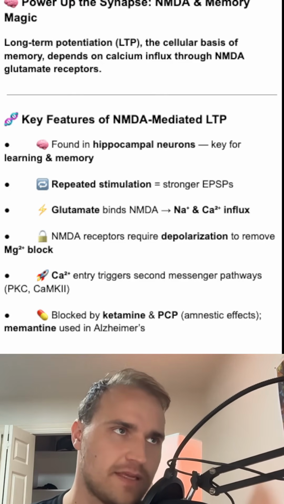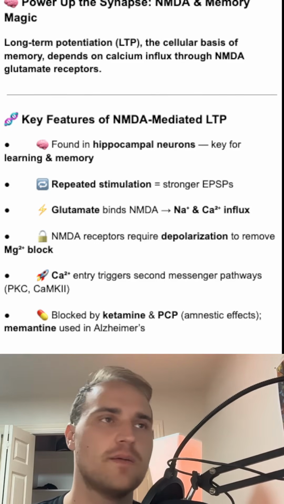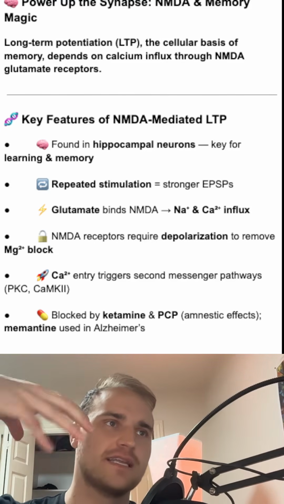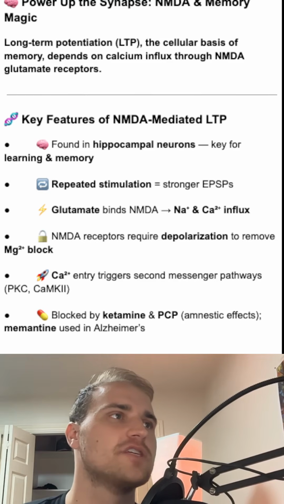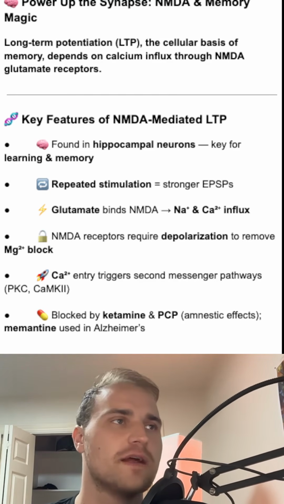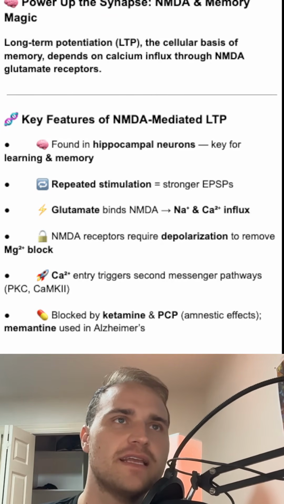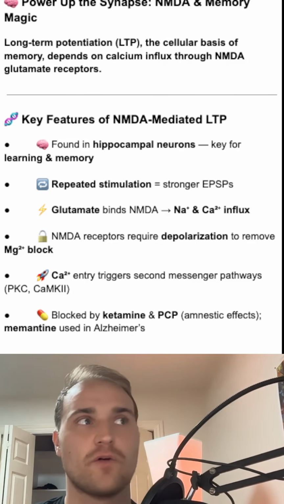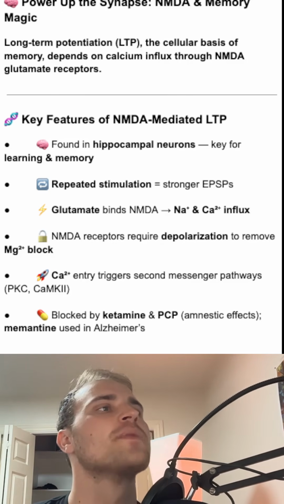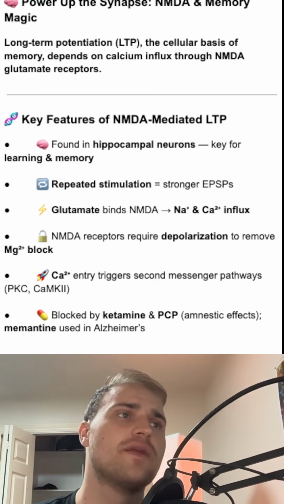NMDA receptors, we talked about this: long-term potentiation, LTP, memory and learning, calcium and sodium influx leading to depolarization to cause those downstream effects. Glycine is inhibitory, increasing your chloride permeability, leading to hyperpolarization as well. Dopamine can be excitatory or inhibitory, depending on the receptor subtype. The norepinephrine alpha 2 receptor is located in the presynaptic terminals, inhibiting norepinephrine release.